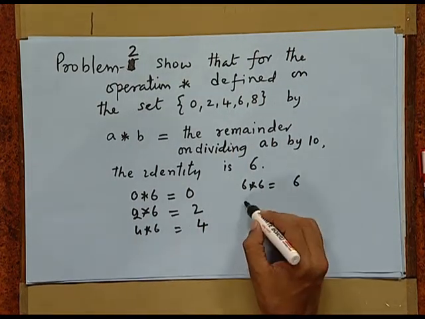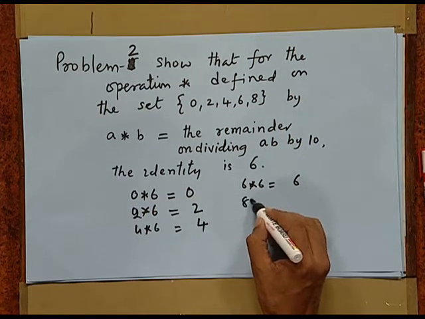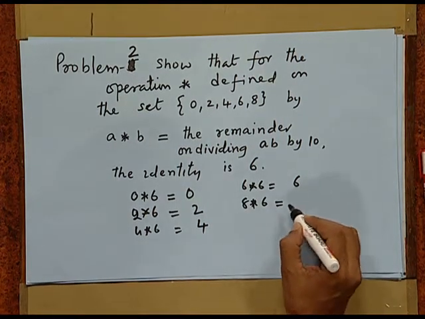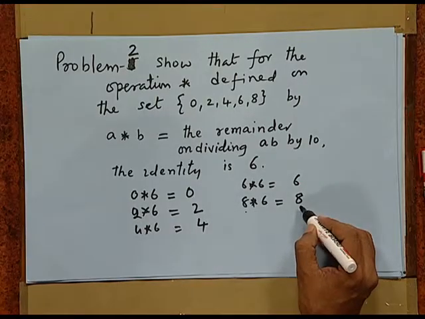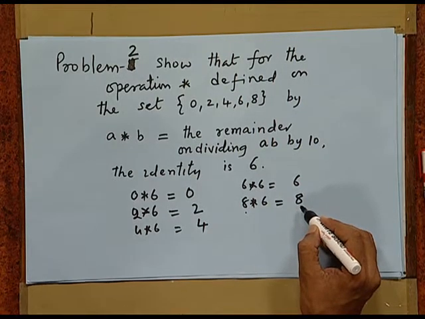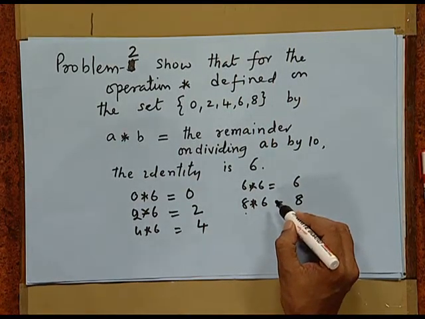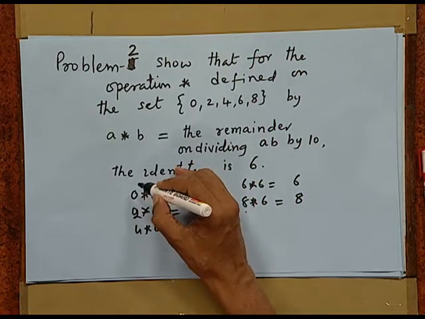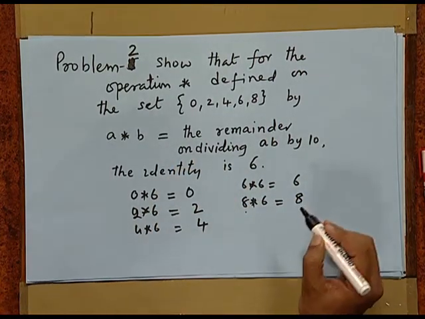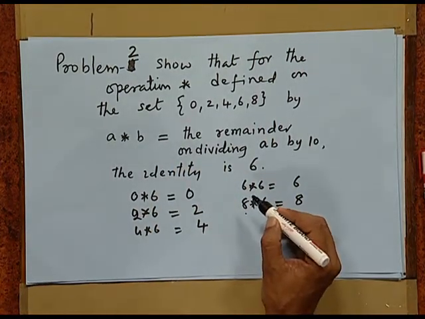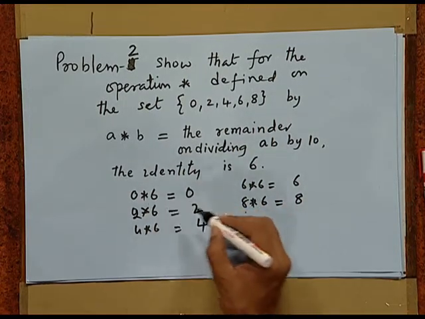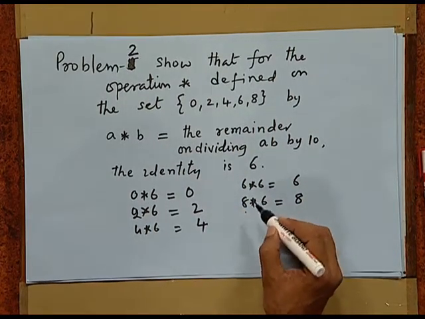6. Then 8 star 6, 8 times 6 is 48, and when you divide 48 by 10, remainder is 8. So, 8 star 6 is 8. Now, since the operation is commutative, we don't have to check for the 6 times 0 and all that. Ultimately every time 6 star any element is the same element. So, 6 is the identity.